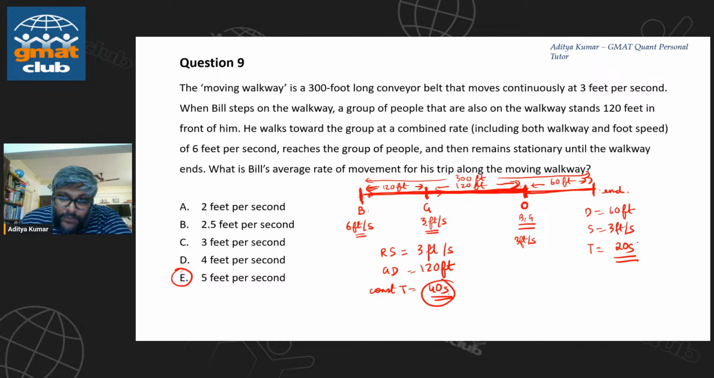So I know now the total time. I know the total distance. I can find out the average speed. That is total distance divided by total time. That will be 5 feet per second. Make sense? A tough one.